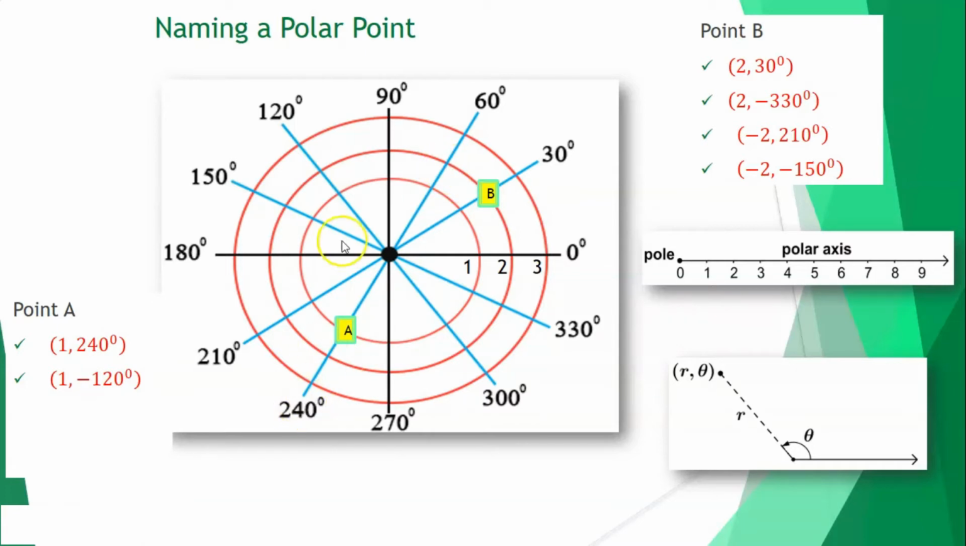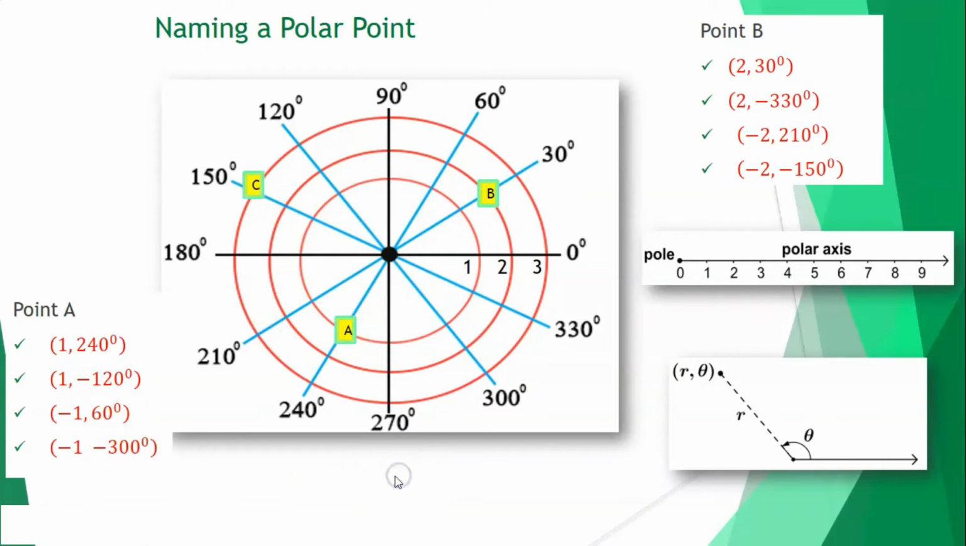The opposite of 240 in the first quadrant is 60 degrees. So that's why it's negative 1. So (negative 1, 60 degrees) will always go back to point A. And if 60 is positive, the negative counterpart of that would be negative 300 degrees.